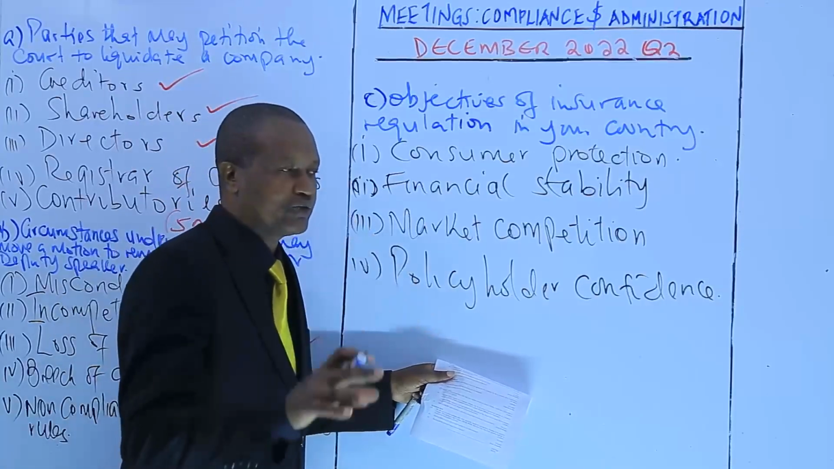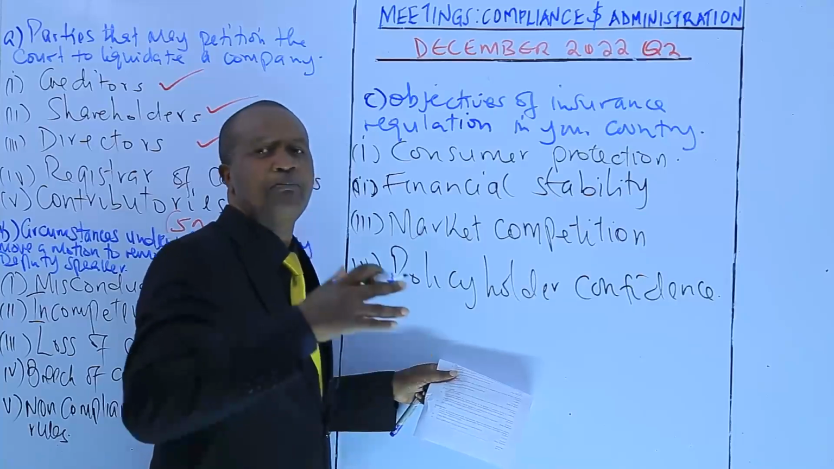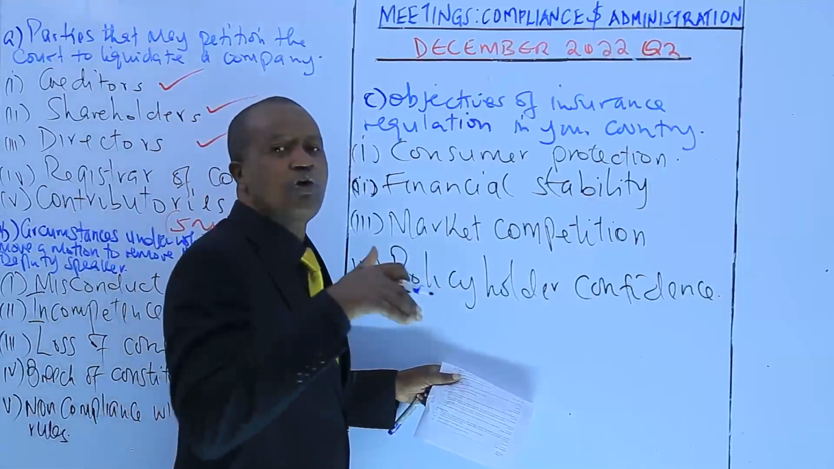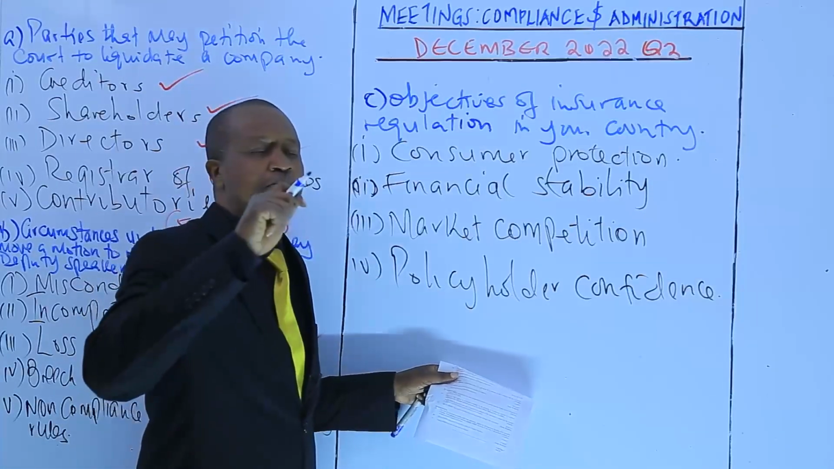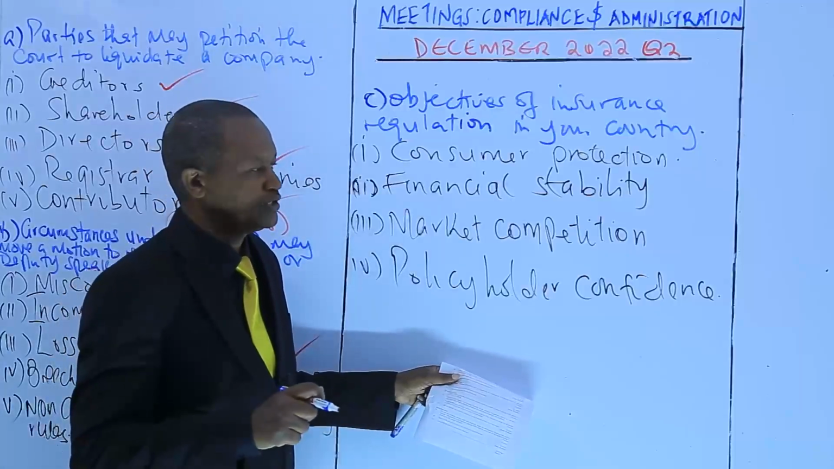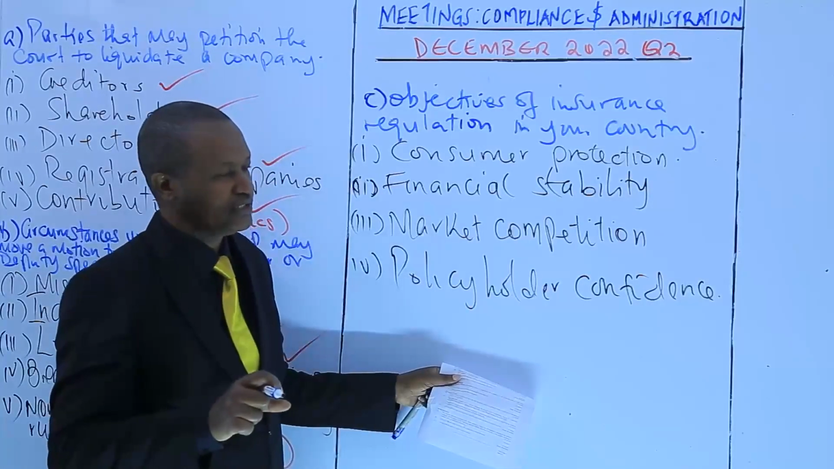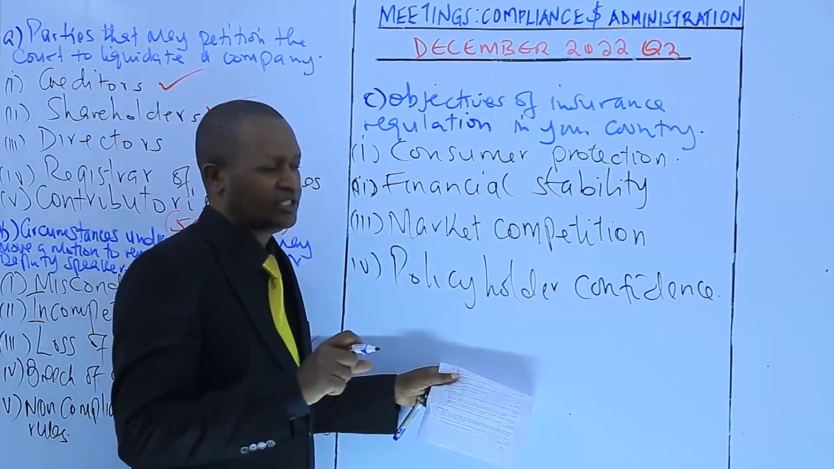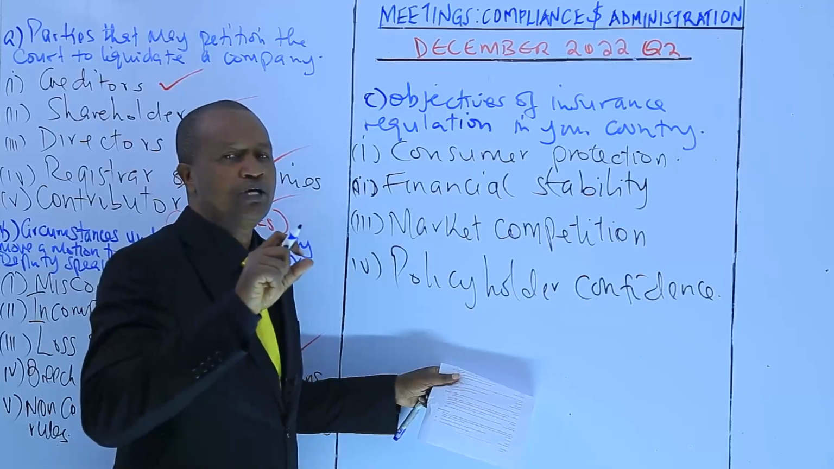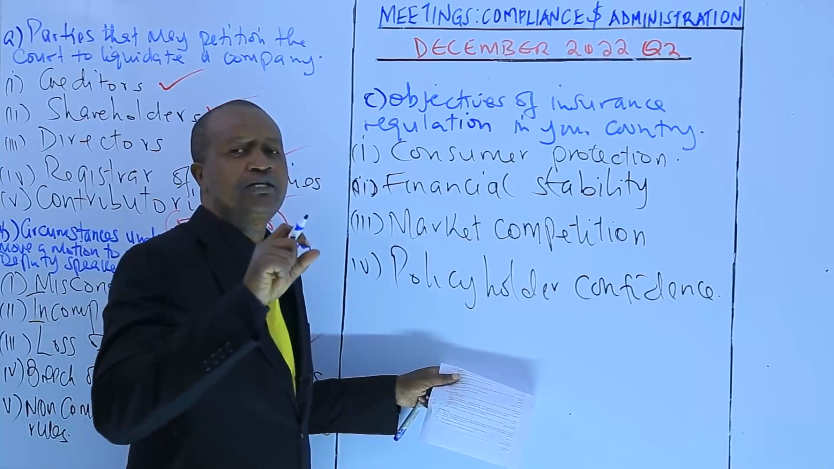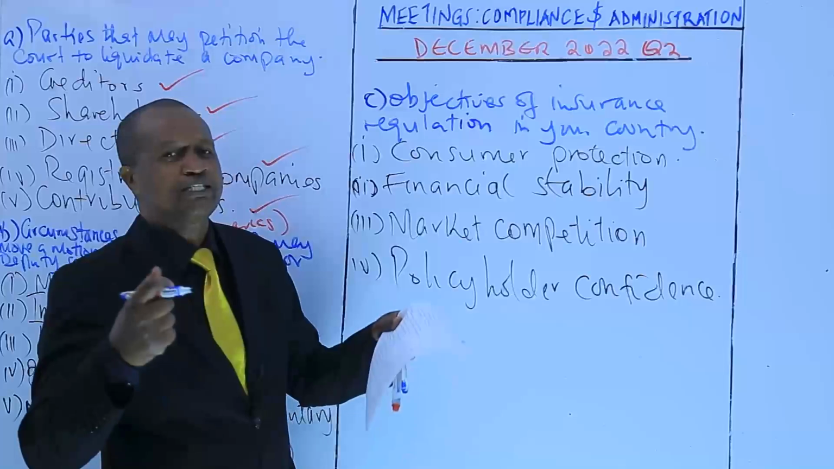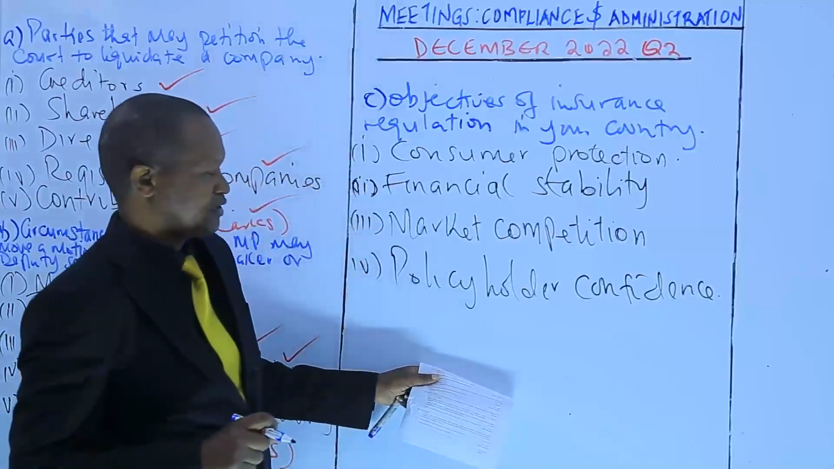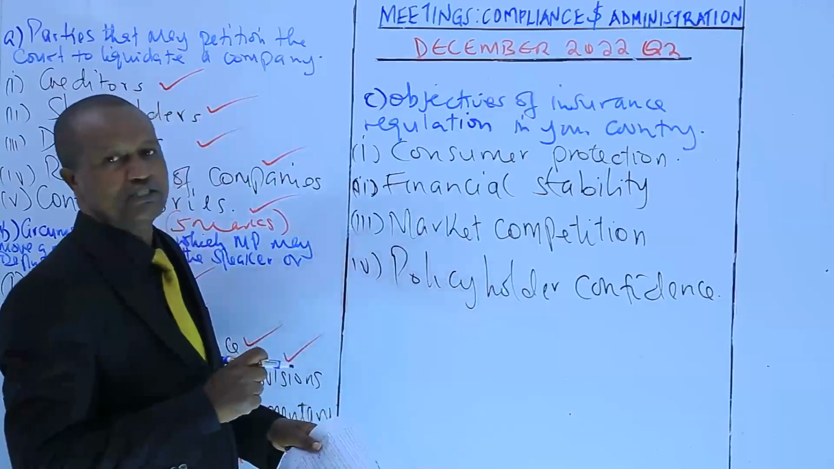It aims to instill confidence in the insurance industry by establishing standards, by establishing codes of conduct that insurers must adhere to. And that includes enforcing ethical conduct. That includes handling of claims as well as prompt resolution of disputes to maintain policyholders' confidence and trust. Policyholder confidence.